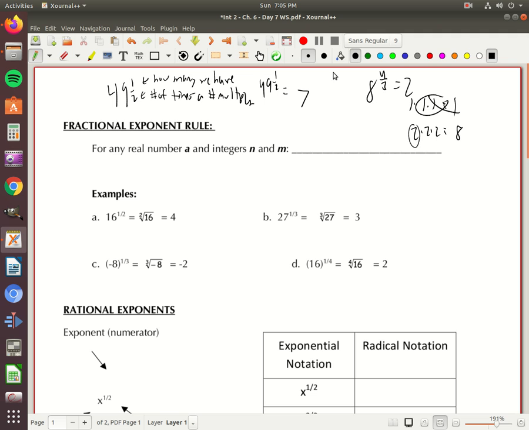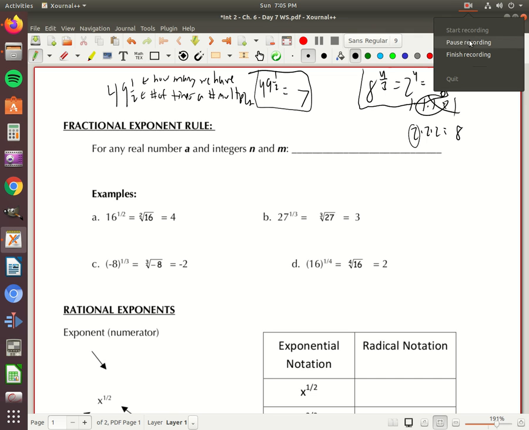This is how many of them I have. So 2 to the 4th power is 2, 4, 8, 16. So 8 to the 4/3 power equals 16. And 49 to the 1/2 power equals 7. And again, the bottom number is the number of times a number multiplies to this number, and the top number is how many of those numbers that you have.